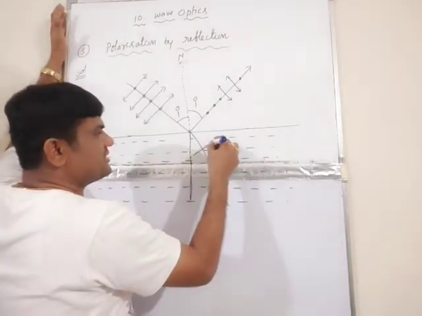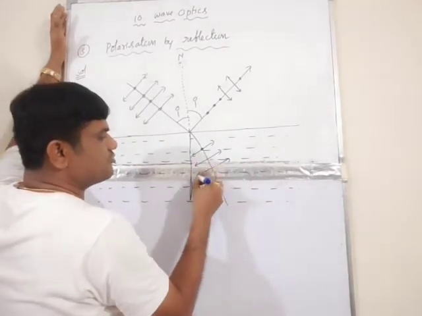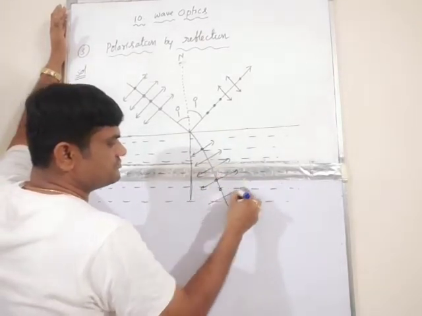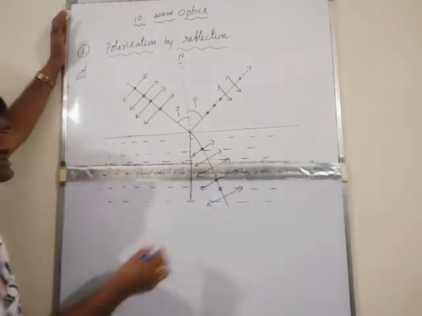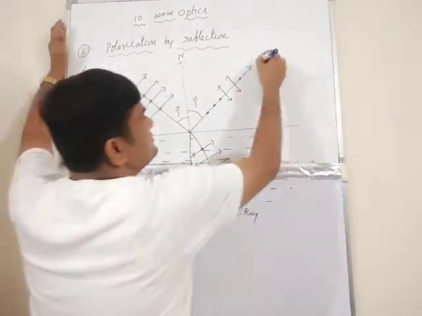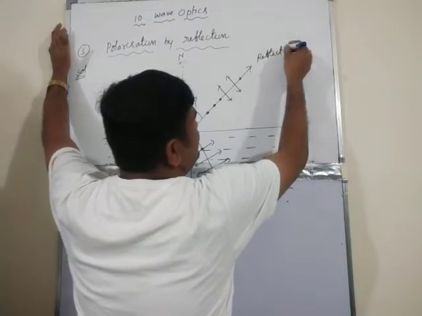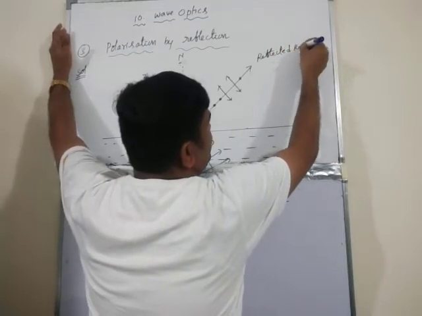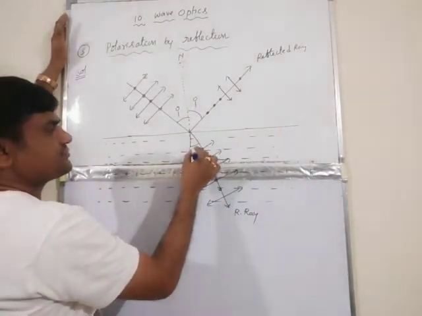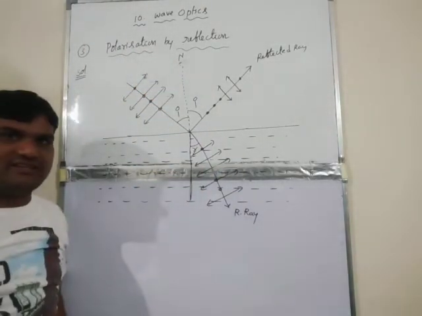But here, in most cases, unpolarized light will come in this manner. This is the refracted ray and this is the reflected ray. This is the angle of incidence, and this is the angle of refraction.